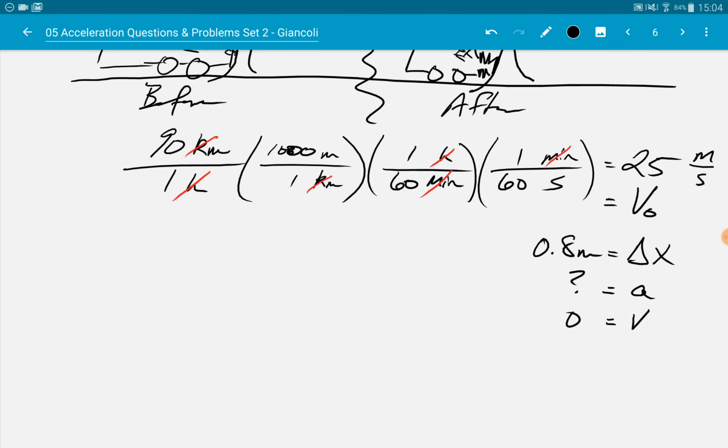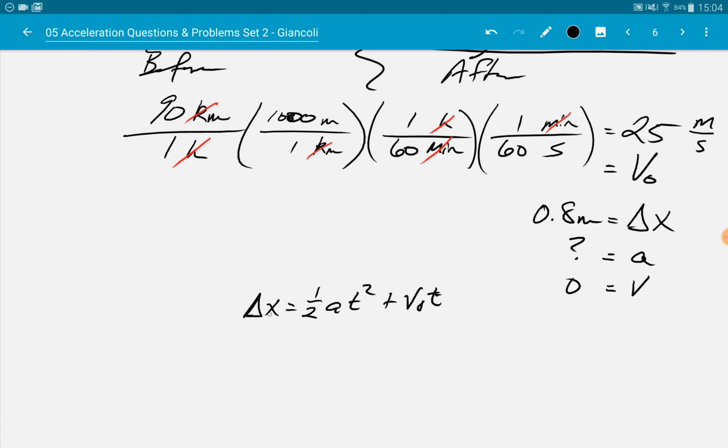So let's go to our handy dandy equations and see which one we can use. Well, we've got delta x is equal to 1/2 at squared plus v naught t. I got delta x here, I know that. I got a, I don't know that. T, I don't know that. V naught, I do know. And t, I still don't know. So I have two unknowns in this one.